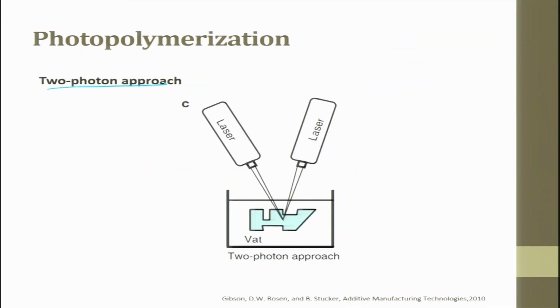The next process which we are going to discuss is the two photon approach, in which we use two lasers. These two lasers hit at a single point on the liquid polymer and start curing it. So, this is the two photon approach.